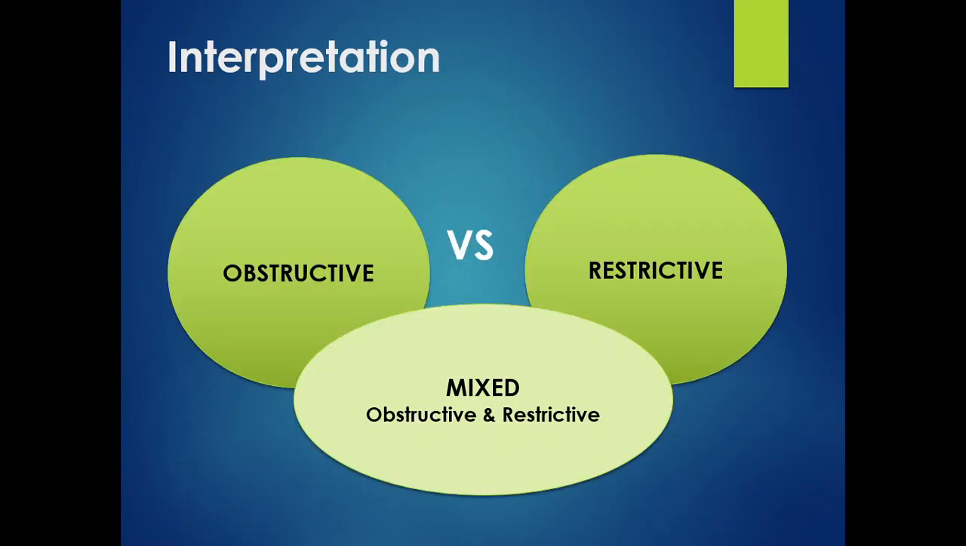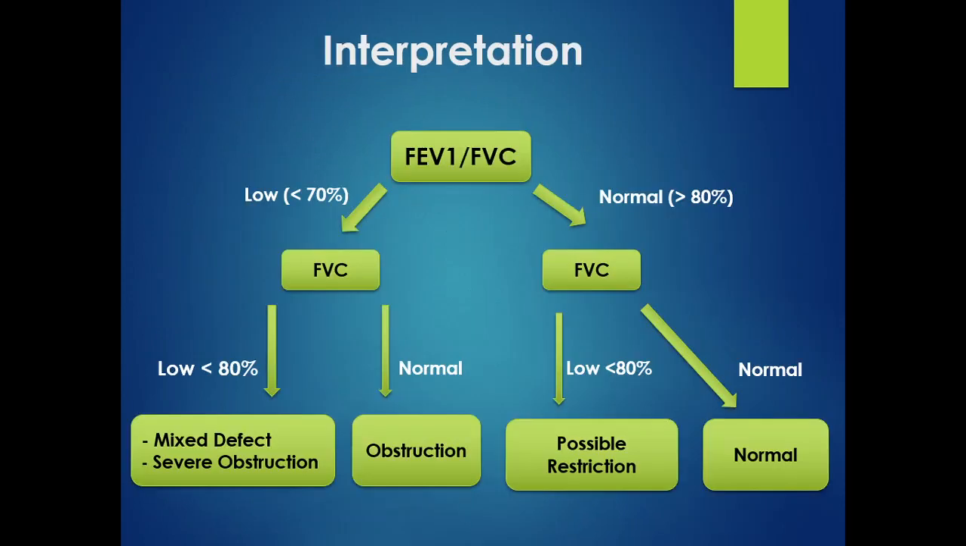Now, when we're trying to interpret the spirometry, we're trying to decide whether the patient has obstructive, restrictive, or sometimes a mixed obstructive and restrictive pattern. The interpretation algorithm is very simple. We first look at the FEV1 FVC ratio. If it's more than 80%, which we consider normal, we look at the forced vital capacity. If that is also more than 80%, this is a normal test. Normal FEV1 FVC ratio and normal vital capacity means a normal test. But if the FEV1 FVC ratio is more than 80% and the FVC is less than 80%, this could be a possible restrictive lung disease, and further testing is needed.